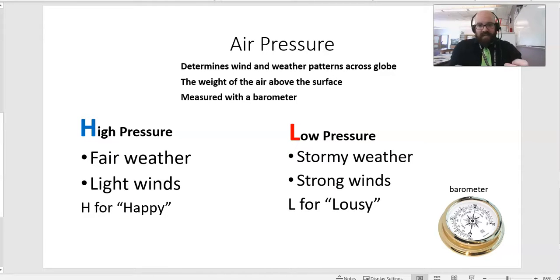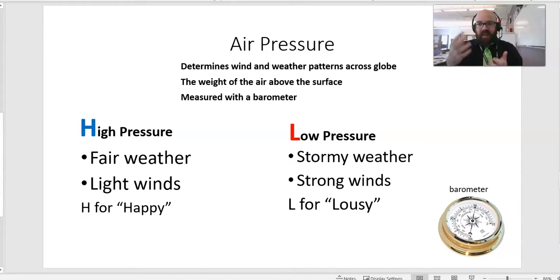In the last couple slides and the previous video, you've seen and heard the term air pressure mentioned a lot. We're going to go through this quite a bit throughout the unit. It is very important. And you heard that air travels from areas of high pressure to low pressure. So what is air pressure?